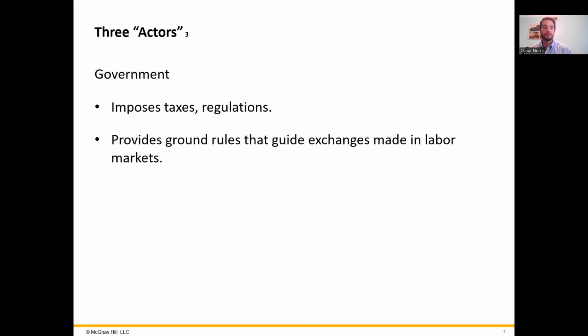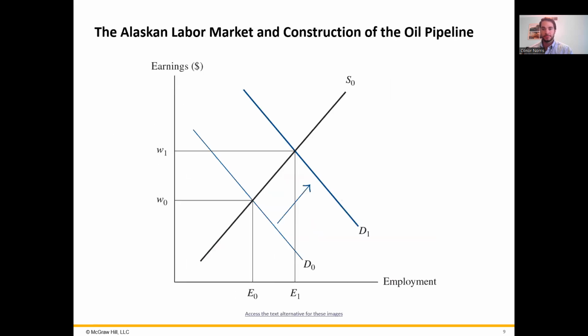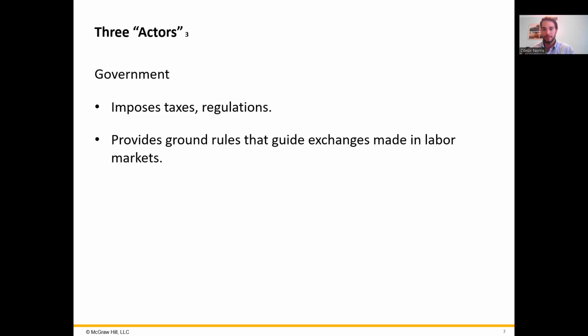Okay, but firms and workers are not the end of the story. There's a third actor, a third player in this story, and that's the government. The supply curve and the demand curve are the most important part of the story, but not the entire story. So government plays an important role through regulations in the labor market.